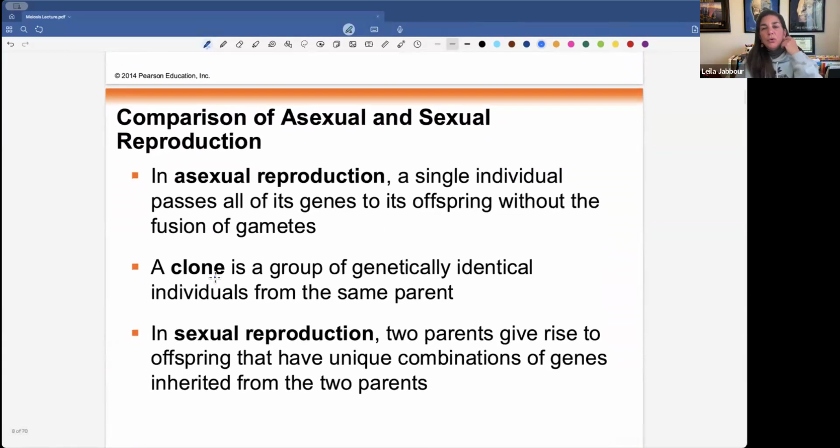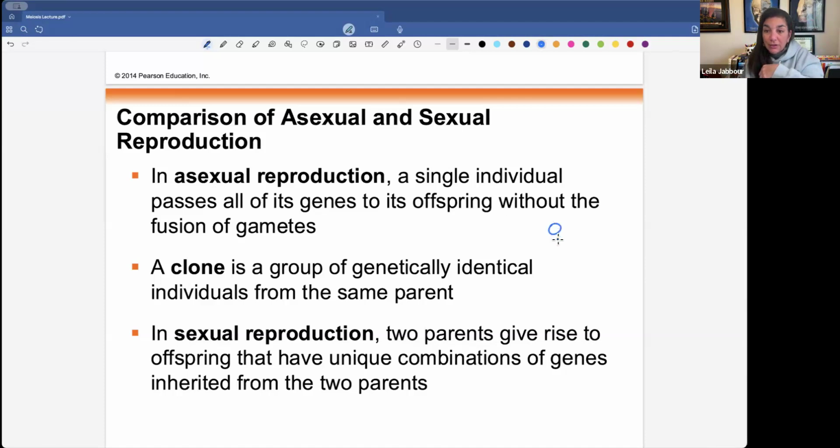All right, so let's just quickly look at asexual and sexual reproduction. In asexual reproduction, a single individual passes all of its genes to its offspring without the fusion of gametes. So it's basically one cell that's going to divide into two cells, and these two cells become the parent cell and divide into two more cells. It's kind of like what bacteria do. They just basically split themselves. And a clone is a group of genetically identical individuals from the same parent.